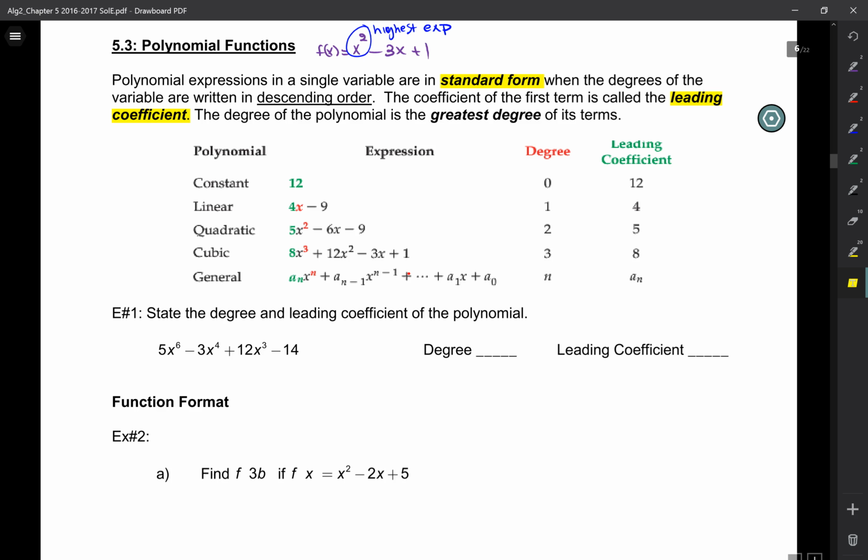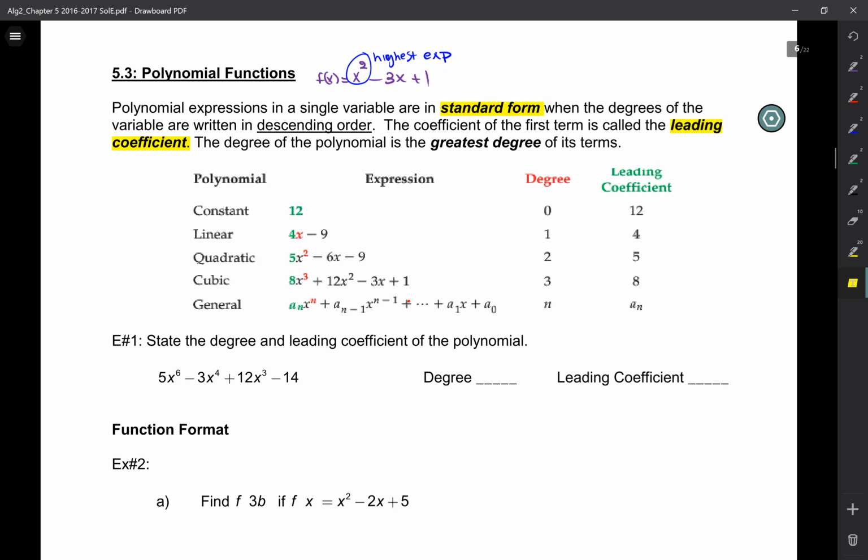So in this case that I've circled, what would the leading coefficient be? Of the x squared, it'll be a 1, right? So you always start with the leading term because it goes in descending order. It's not always going to be given to you in standard form, so you have to put it in standard form, and then the term with the highest exponent is the leading term, and it's got the leading coefficient. Now, we talked about degree before. The degree of the polynomial is the greatest degree of its terms.